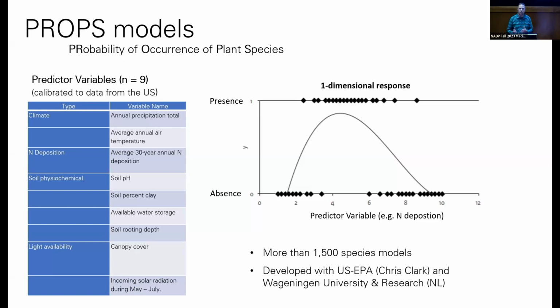And so here's just an example of a one-dimensional response. This is a hypothetical response to nitrogen deposition on the x-axis, showing the presence and absence of the species. So this species would prefer a nitrogen deposition level around 5 kilograms of N per hectare per year. We have more than 1,500 species characterized with these models. And they were developed with Chris Clark at US EPA in conjunction with several researchers at Wageningen University in the Netherlands, which is where this method effectively began.